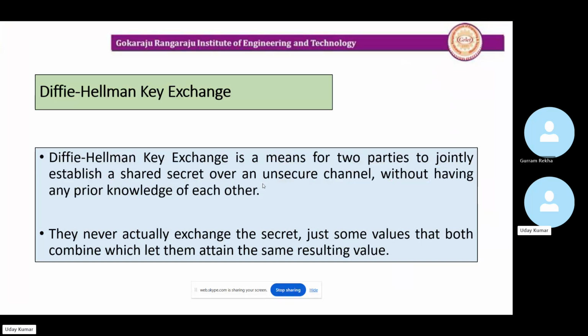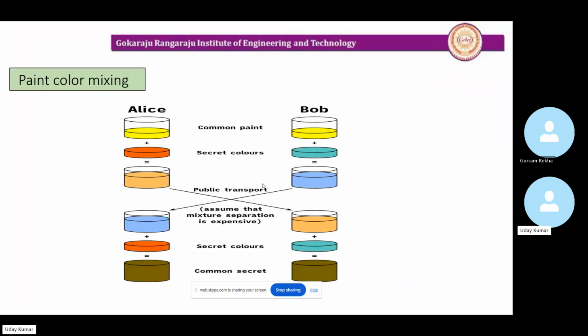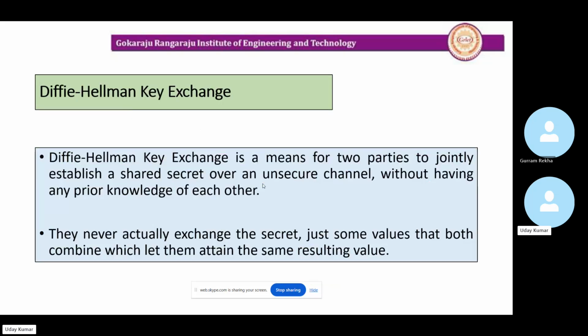Yeah, Diffie-Hellman. Basically, Diffie-Hellman works on the principle of paint color mixing, right? In the Diffie-Hellman key exchange, the sender and receiver will be exchanging the keys, students, over an unsecure channel without having prior knowledge of each other. They never actually exchange the secret, just some values that both combine, which lets them attain the same resulting value.